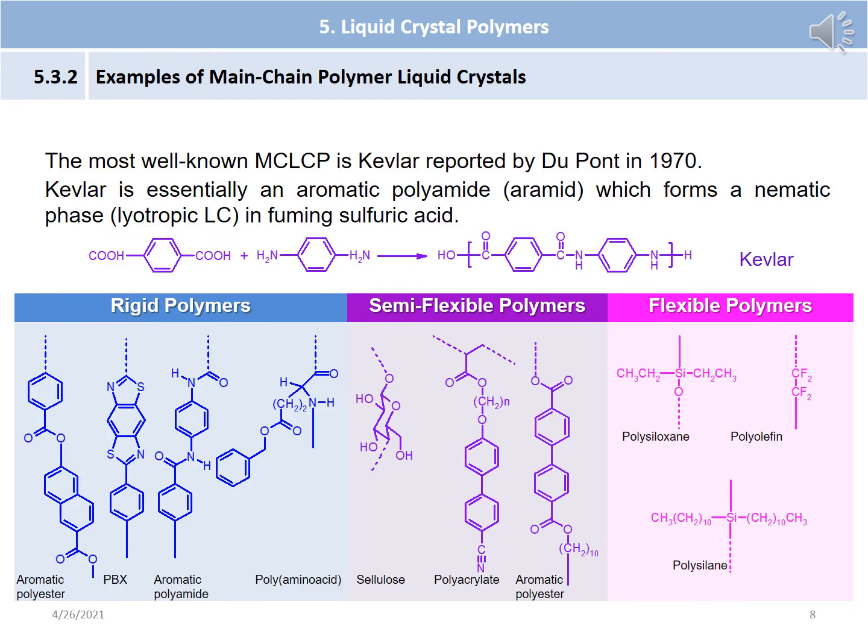This slide shows a few examples of main chain polymer liquid crystals. The most well-known example is Kevlar, reported by DuPont in 1970. Kevlar is essentially an aromatic polyamide based on aramid, which forms a lyotropic nematic liquid crystal phase in fuming sulfuric acid. The box shows different types of mesogenic units for rigid, semi-flexible, and flexible polymers.